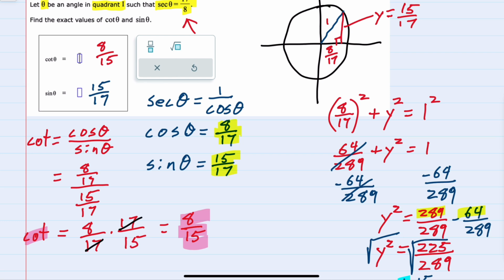And importantly, once we have the cosine and sine, then we're able to find any of the other trig functions.